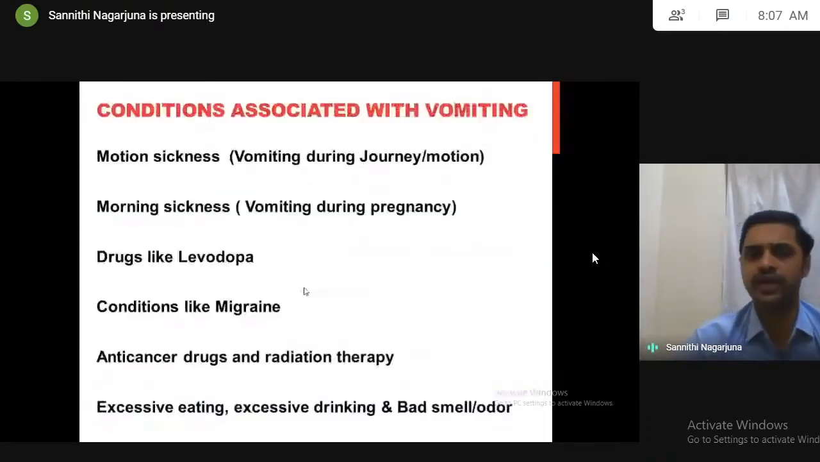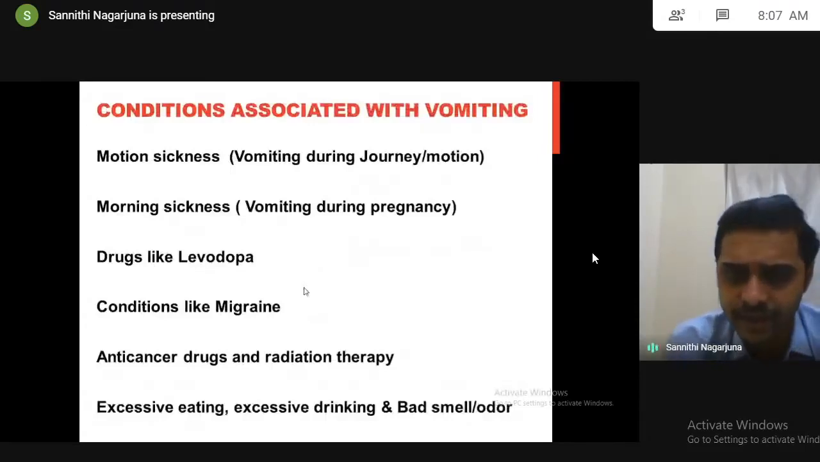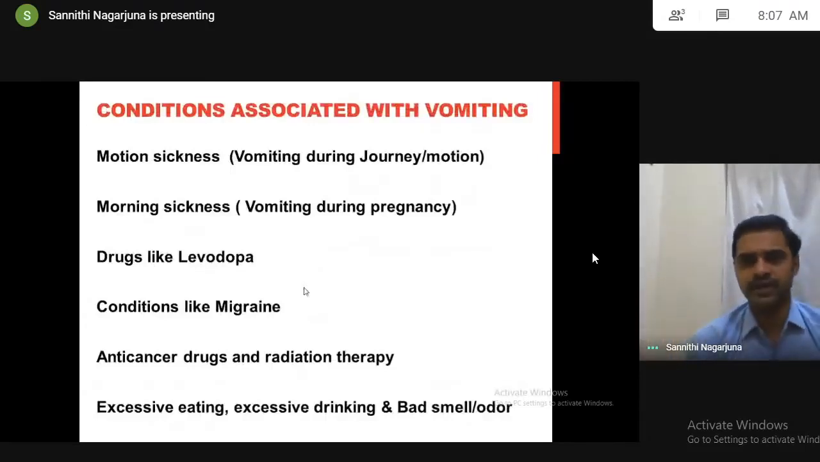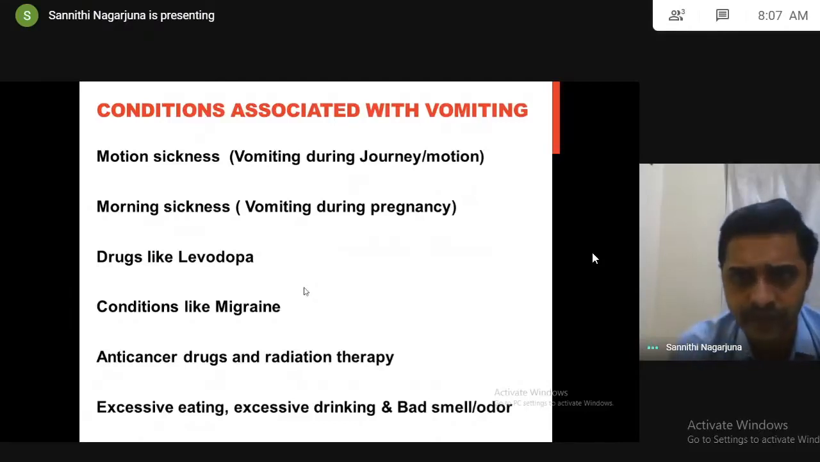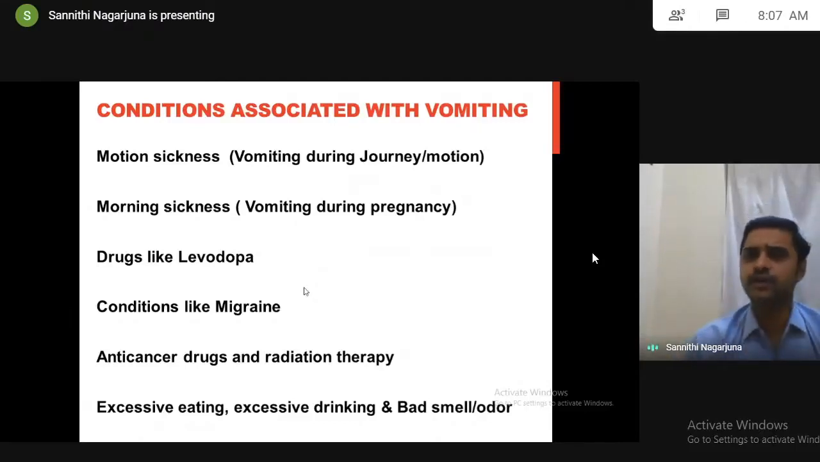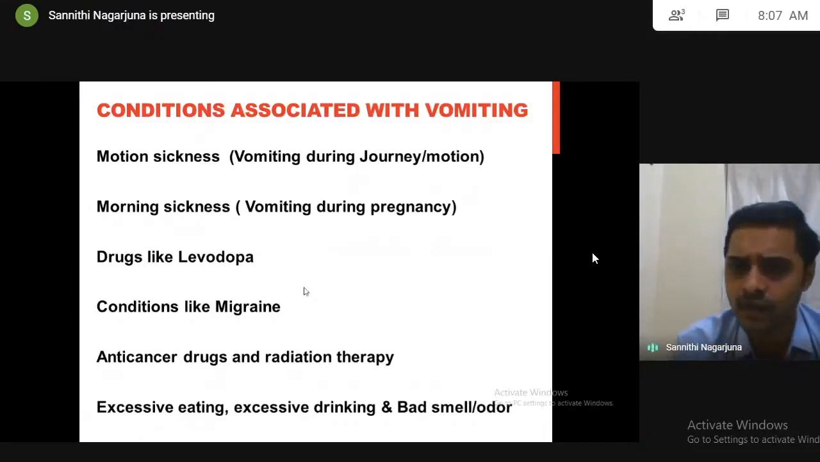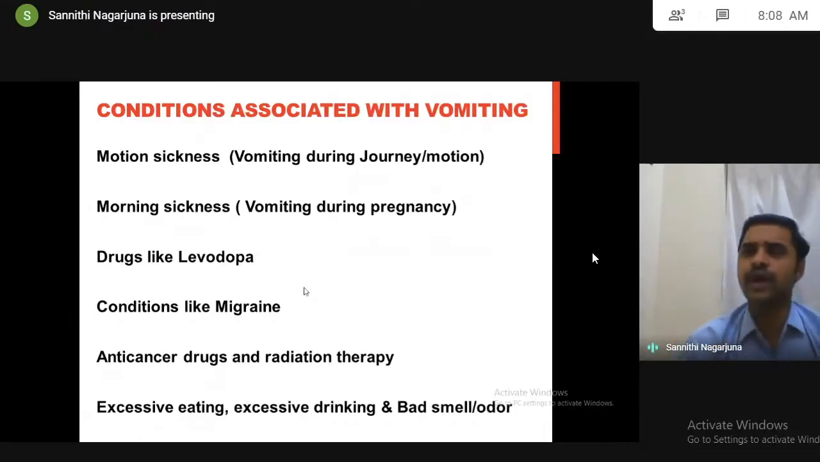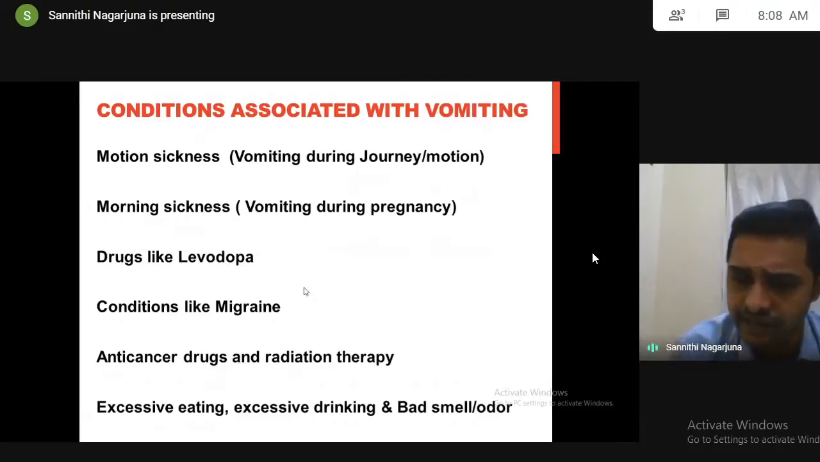What I'm explaining here is that antiemetics are drugs which are used where we observe vomiting as a problem. That's clear, right? Antiemetics are drugs used to stop vomiting, and they are used wherever we have vomiting. What are the conditions where we observe vomiting? During journey conditions we have vomiting, that is called motion sickness. During pregnancy we have vomiting, that is called morning sickness. Some drugs have vomiting as a side effect, like levodopa, anti-cancer drugs, as well as radiation therapy.